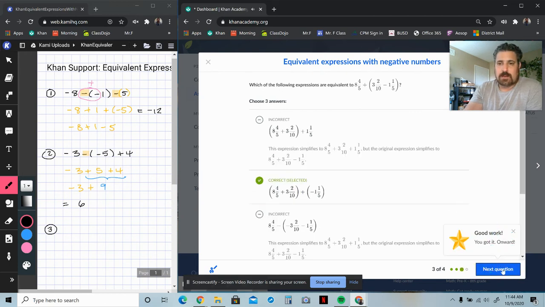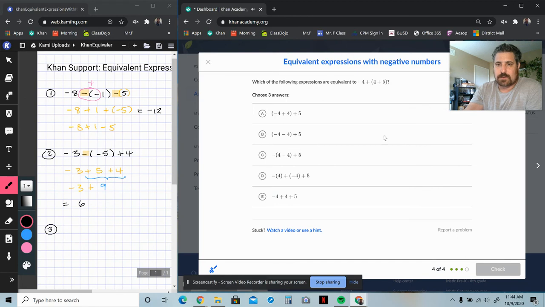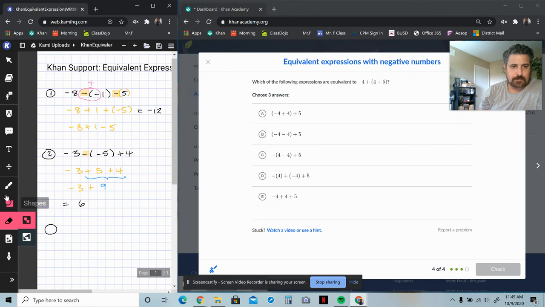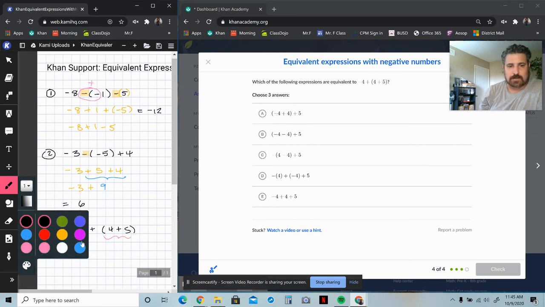All right, and then the next one is going to be a little bit easier to write, so I'll write this one out. This one is negative 4 plus the quantity of 4 plus 5. Well, what's this really worth? If you were to analyze it, you do the 4 plus 5 first. So ultimately, you end up with negative 4 plus 9.